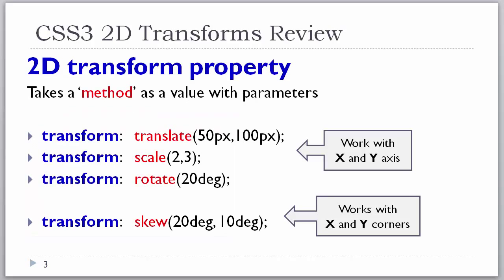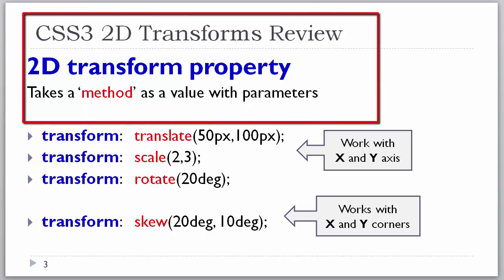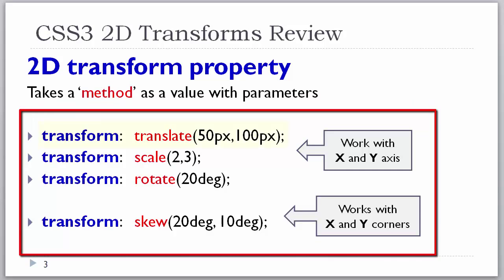So as a refresher, we have looked at the 2D transform property, which takes a method as a value, and we give those different methods different parameters. For example, here we have transform translate, which essentially moves it from its original location, and we will tell it which direction on the horizontal and vertical axis. However, if you were to only give it one value, it would be the same for both x and y.